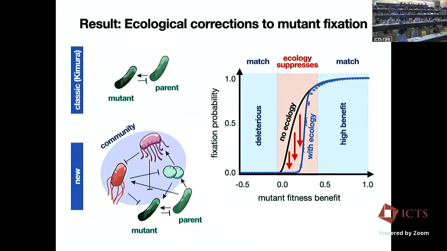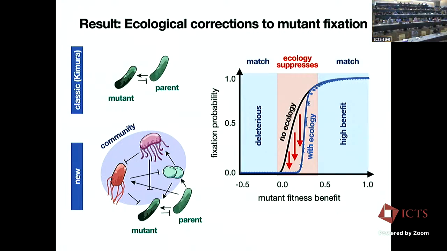And is there any trend, for example, that you can see in how the strength of this suppression by ecology changes with, say, the size of the community and so on? Yeah. I don't have it here in this talk, but there's a whole diagram that you can make that maps out how the suppression strength scales with various relevant parameters, including population size, how similar the mutant is to the parent, and so on and so forth.